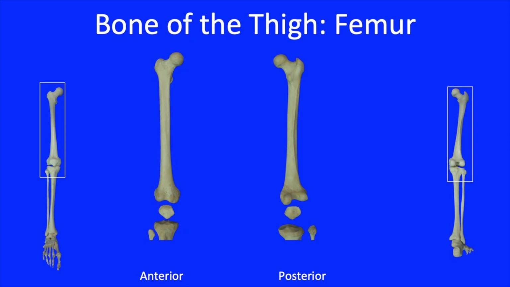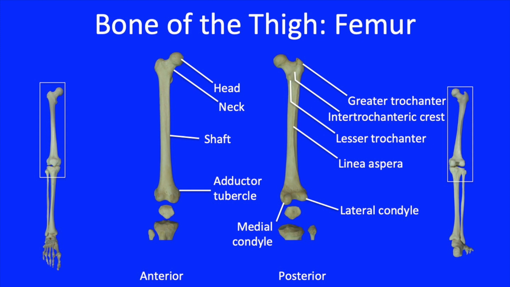Let's now move to the bone of the thigh, the femur, here shown from its anterior and posterior aspects. It is the largest bone in the body. And there are some parts of the bone that you need to know, indicated in the slide, to converse with other clinicians. Looking at the femur from the front, learn to identify the head, the neck, the shaft, and the adductor tubercle. Looking at the femur from the back, identify the greater trochanter, the lesser trochanter, the intertrochanteric crest, the linea aspera, the medial and the lateral condyles.